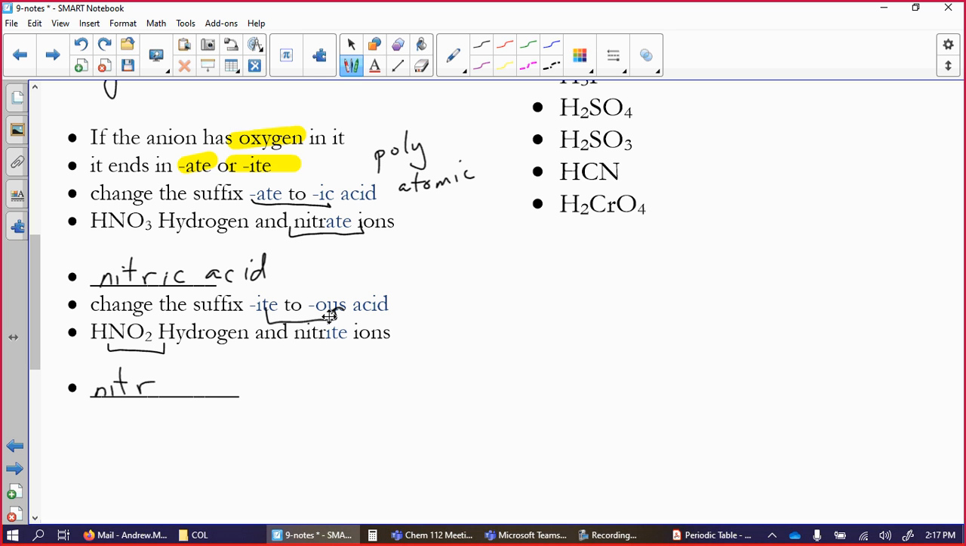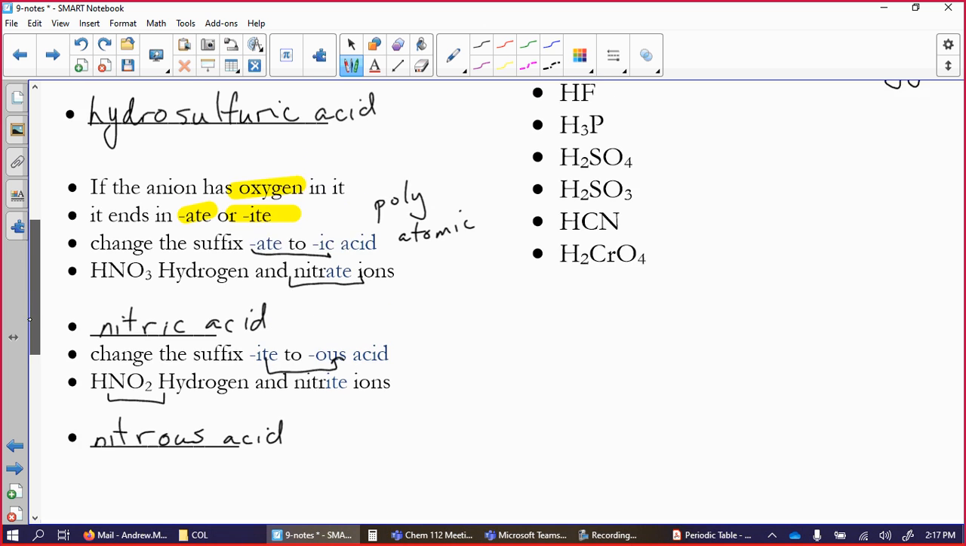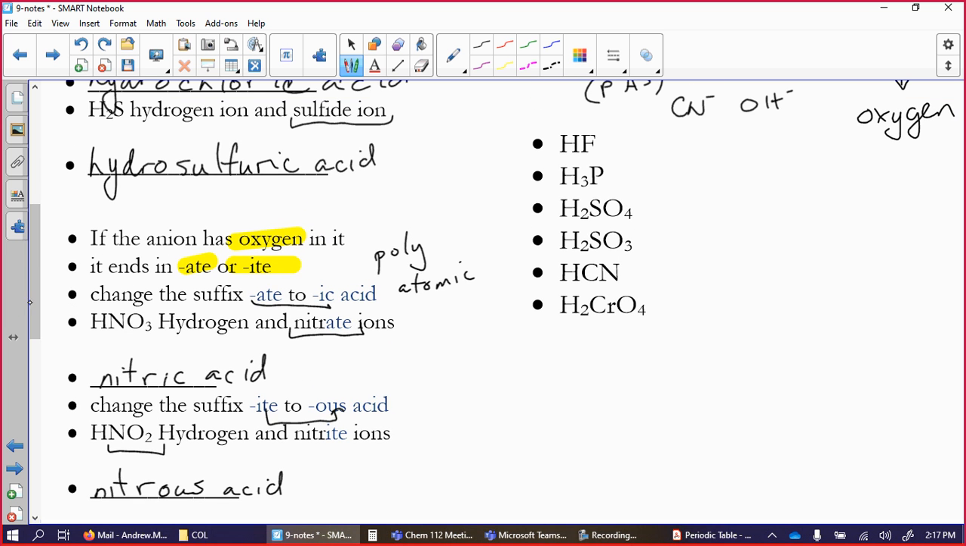We're going to change the ite to OUS and then call it an acid. So HNO3 is nitric acid. HNO2 is nitrous acid.